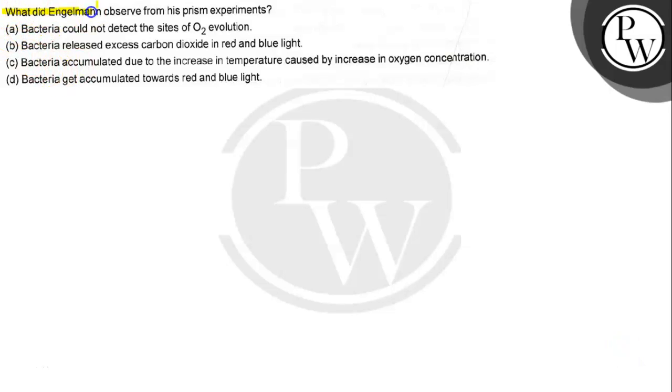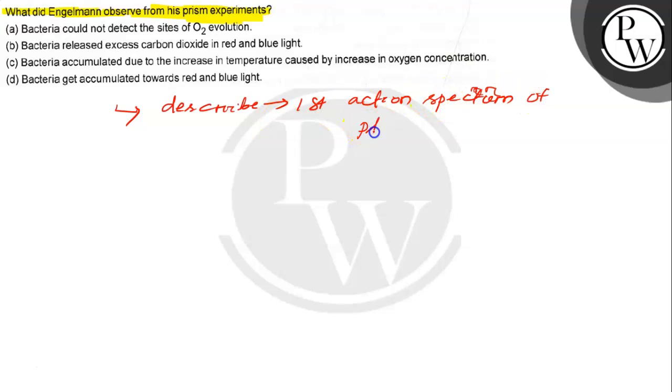The question says here, what did Engelmann observe from his prism experiment? So, Engelmann described the first action spectrum, the action spectrum of photosynthesis.